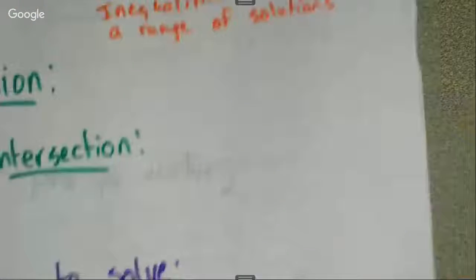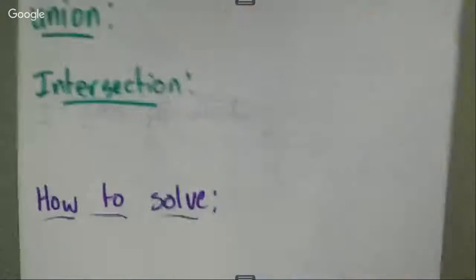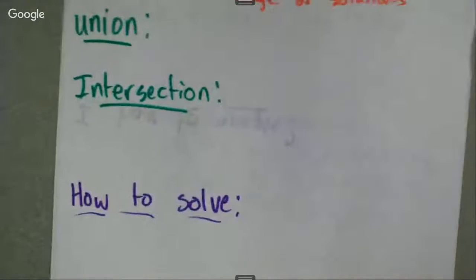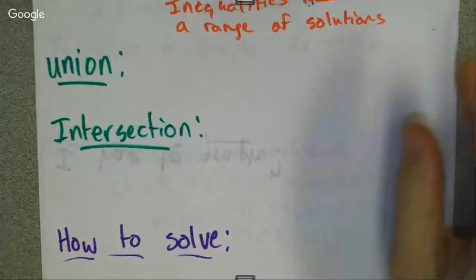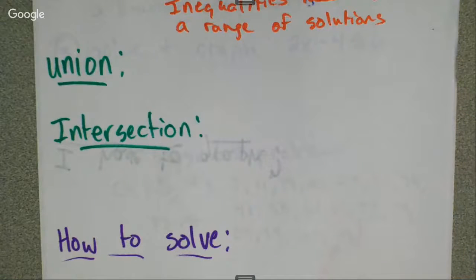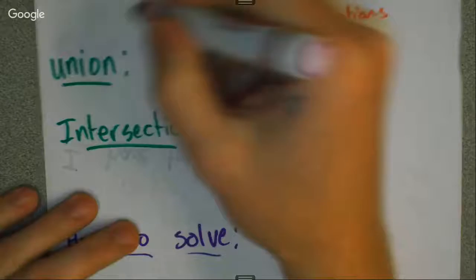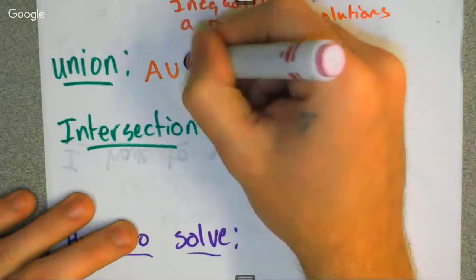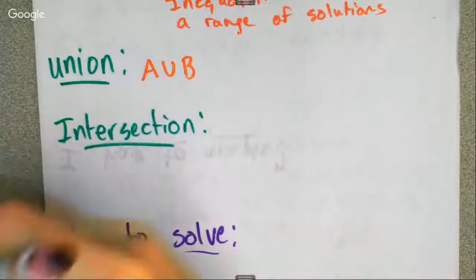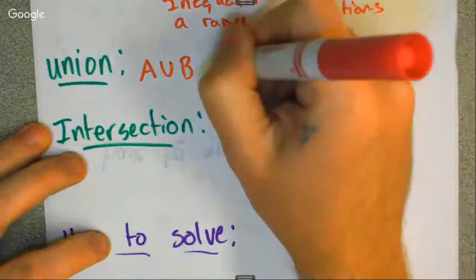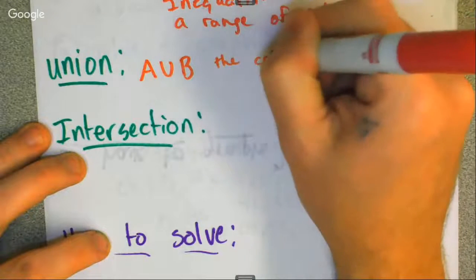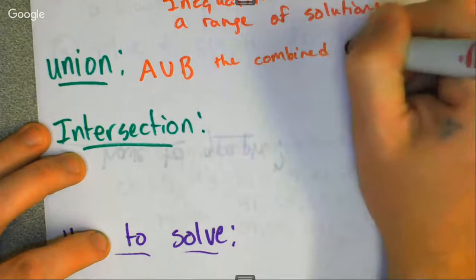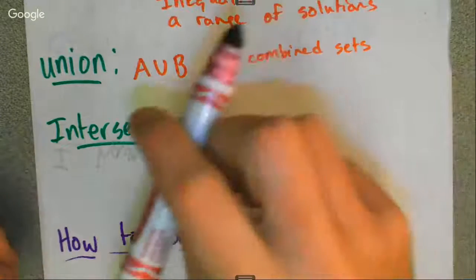Okay. So we have unions and intersections. Okay, so let's talk about unions and intersections. So a union is formed by the elements of both sets. So we would say A union B. That's just kind of a big U. So union is the combined sets. So I use Venn diagrams a lot for this.